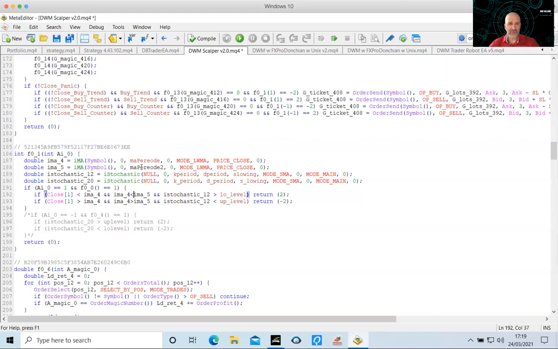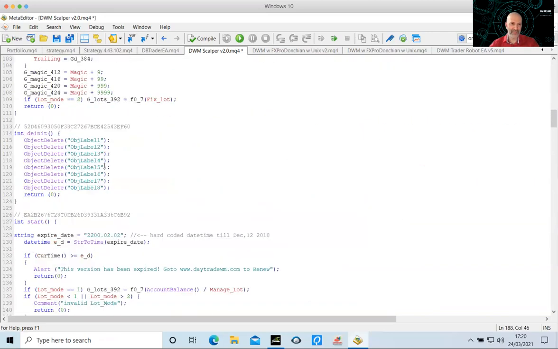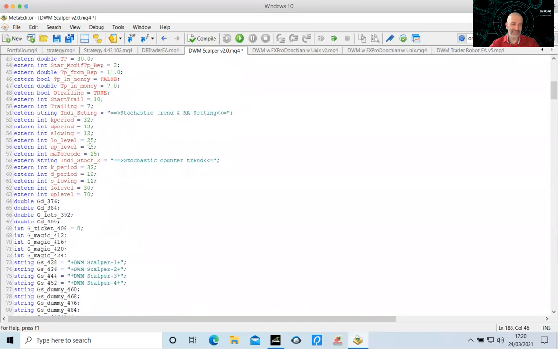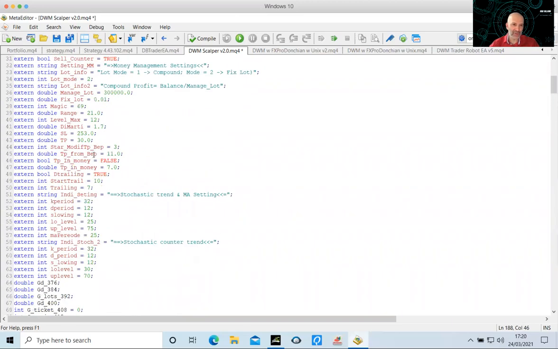Now you also have to note something: when we put this MA period here, this is a setting for the moving average. This is not a video about MQL4 programming, but I will just show you how it's done, so it will be easier. So I will just put another parameter here for MA period 2, let's say equal 200.